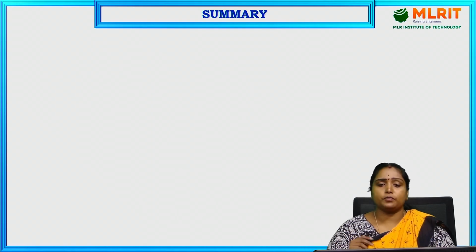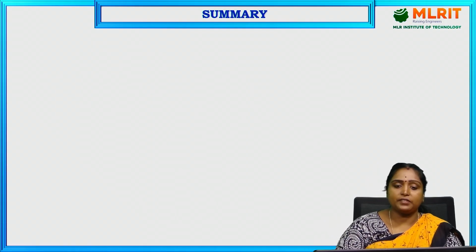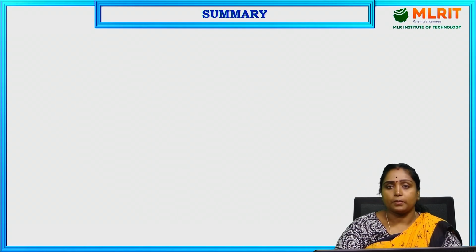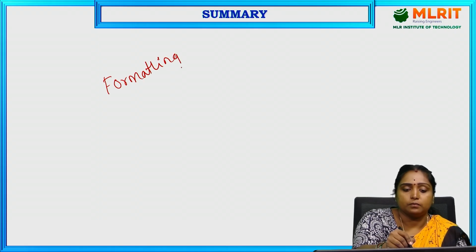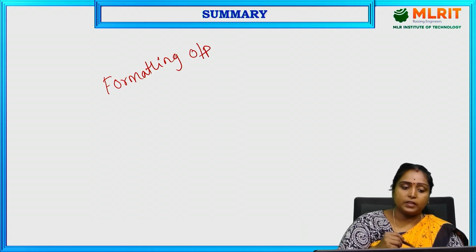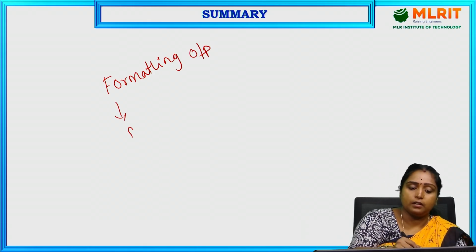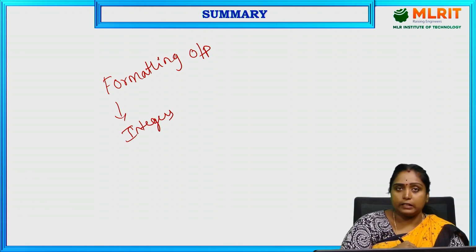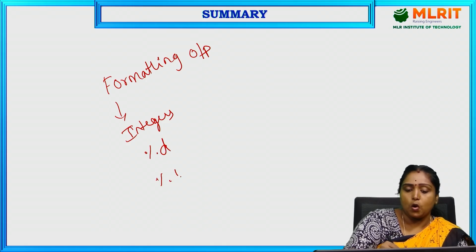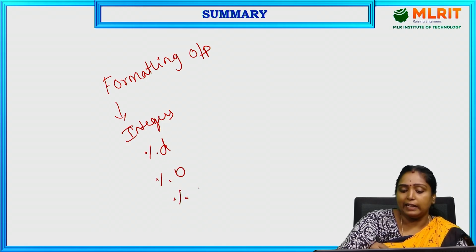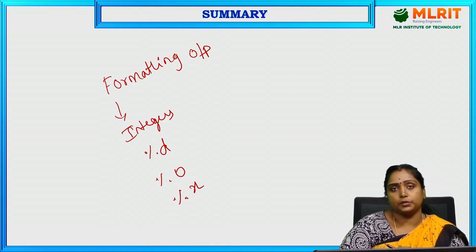Coming to the summary of this session. What we have seen in this session: formatting output statements. First, integers. We can print integers in three types: decimal values, octal values, and hexadecimal values.